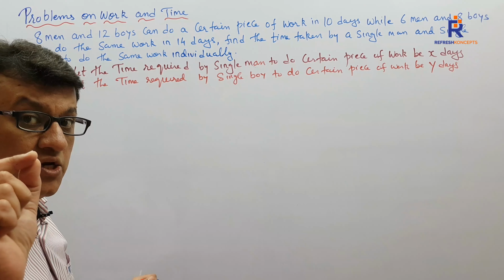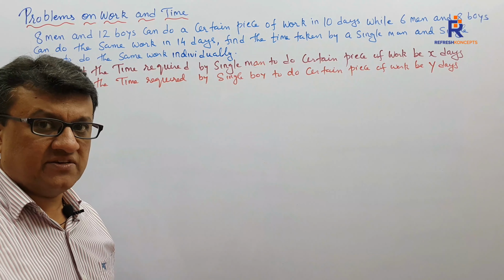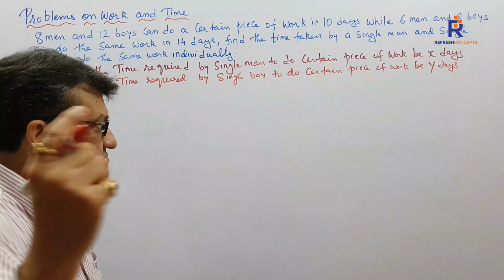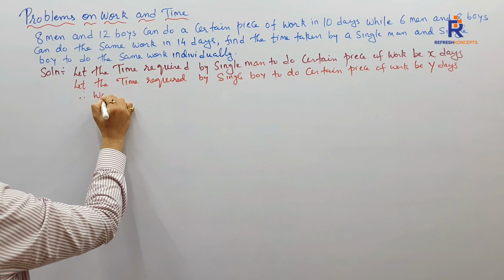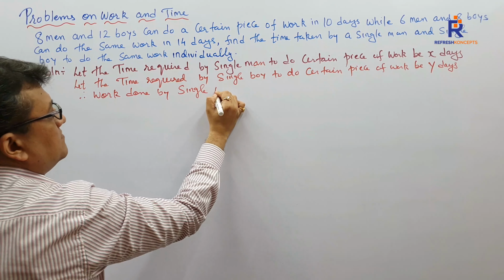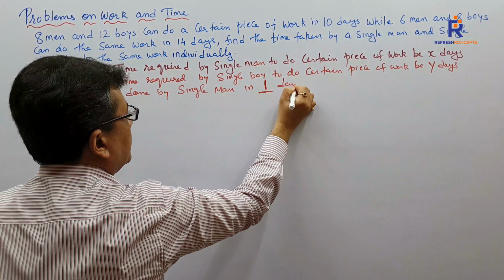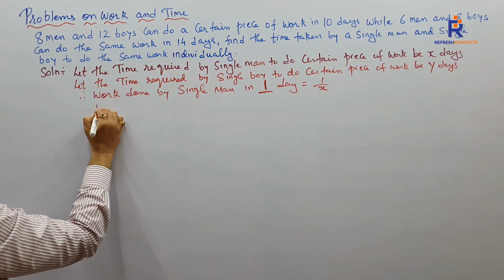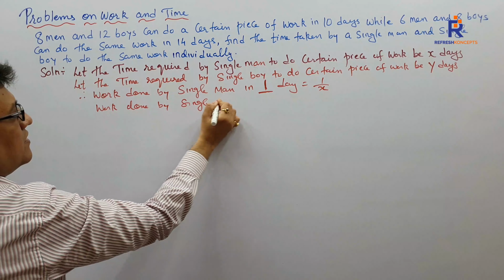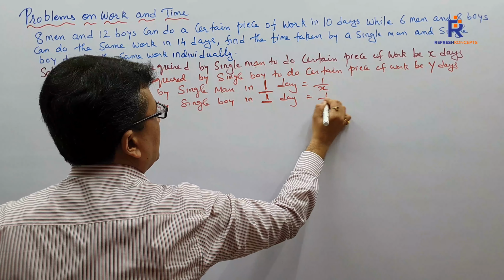So now, children, as we have discussed a couple of minutes back, what will be the work done in 1 day? If a single man takes X days to complete a certain piece of work, what part of the work will be completed in 1 day? Can I say 1 by X part? Work done by single man in 1 day, 1 by X. Work done by single boy in 1 day will be 1 by Y.